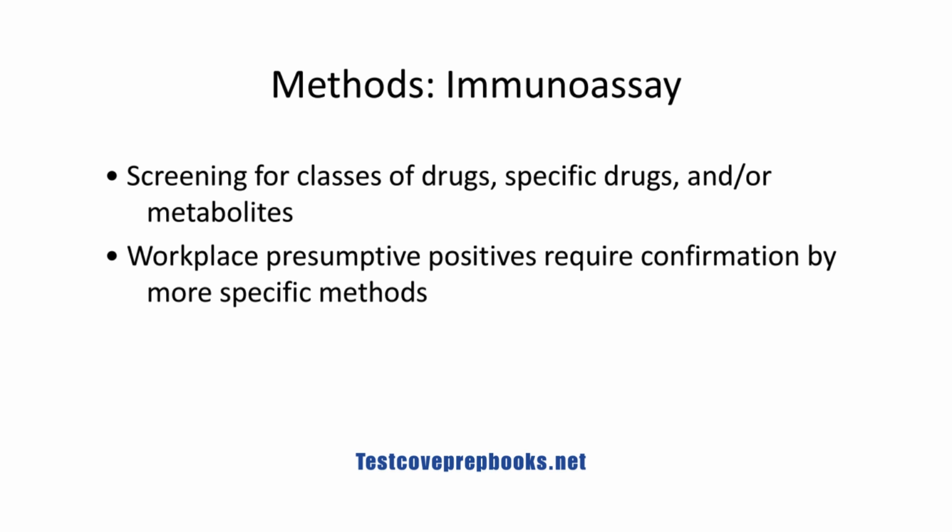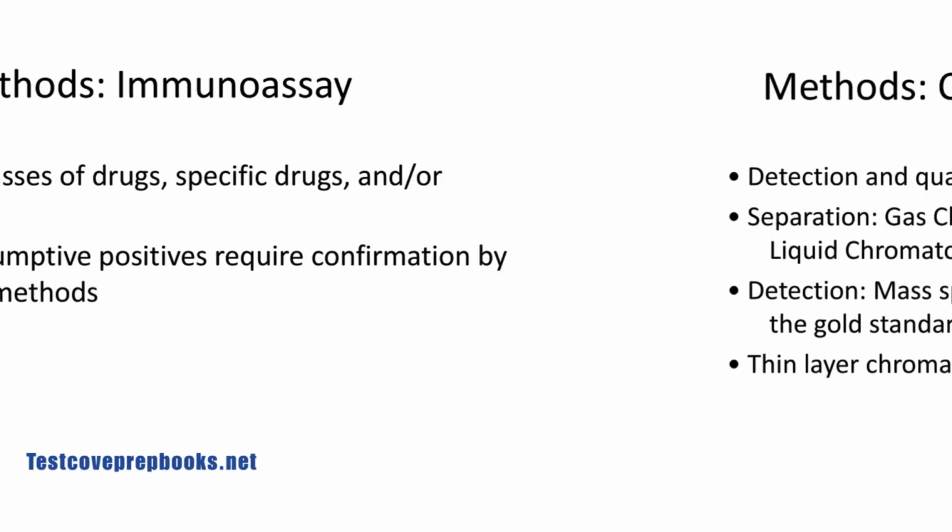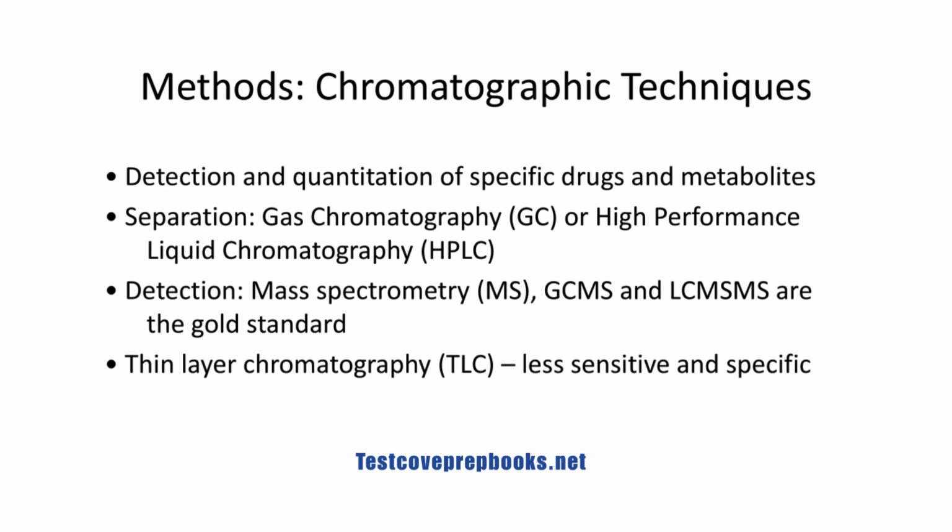Immunoassays are most often used for initial screening. They can detect drug classes, specific drugs, or their metabolites. However, workplace drug testing requires presumptive positives to be confirmed by more specific methods. Chromatographic techniques are highly valuable for both detection and quantitation.